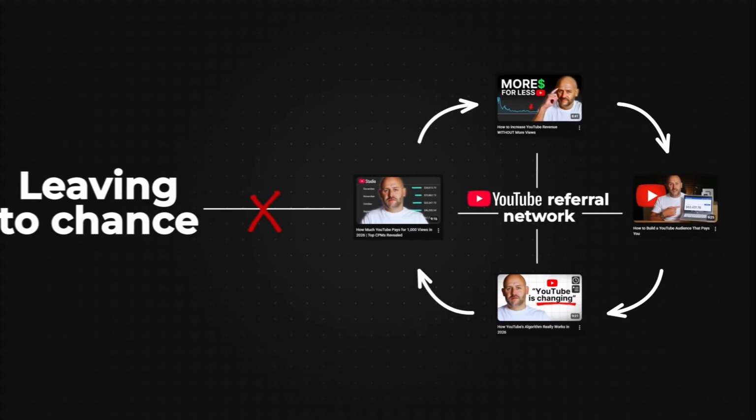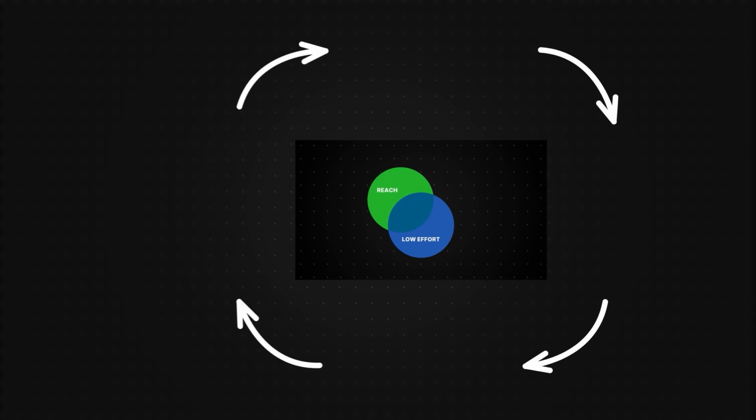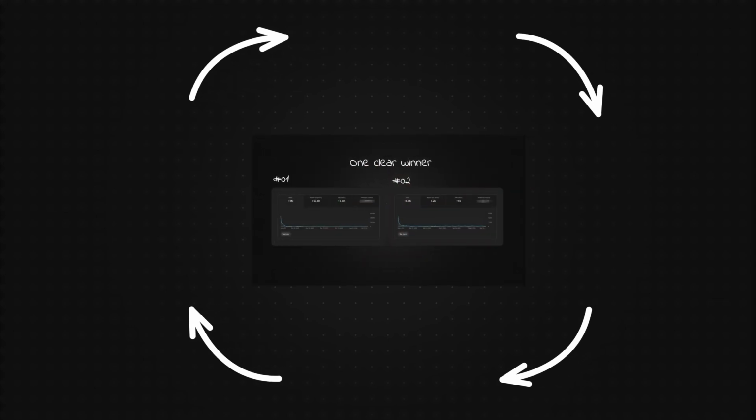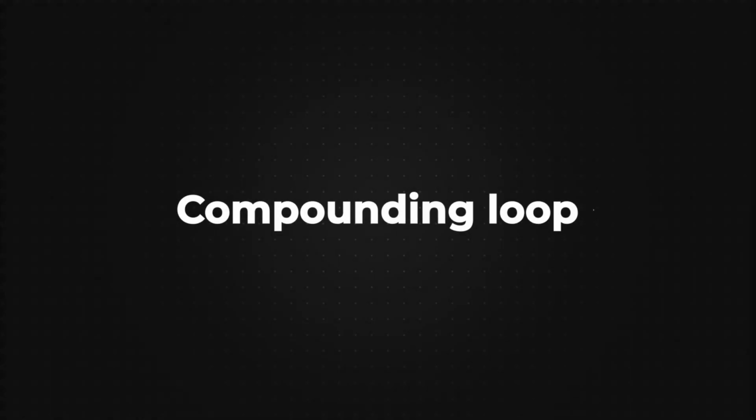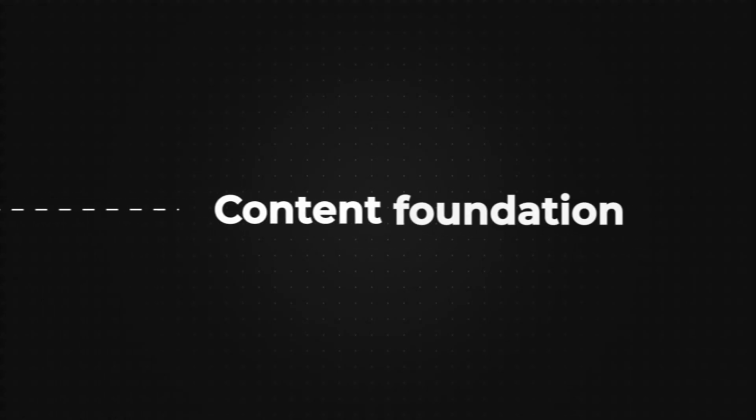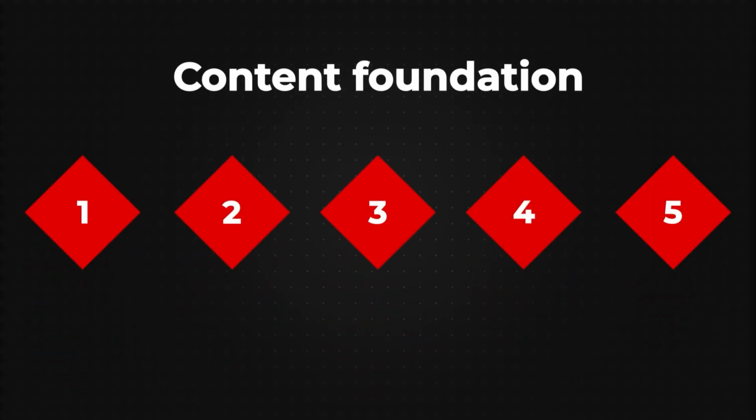So instead of leaving it to chance, we deliberately design content that builds our own ever-growing loop within that referral network. There's a simple 3-part formula to building it, starting with part 1. In order to create this compounding loop effectively, we need to start by laying the right foundation with the content that we create on YouTube. There are 5 simple steps to doing it.